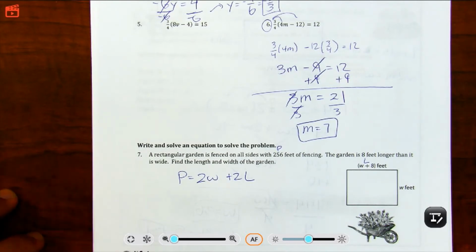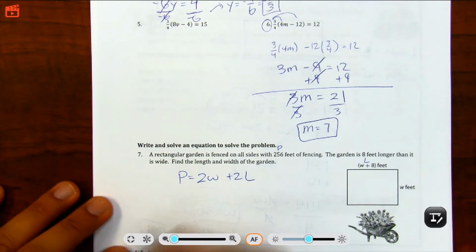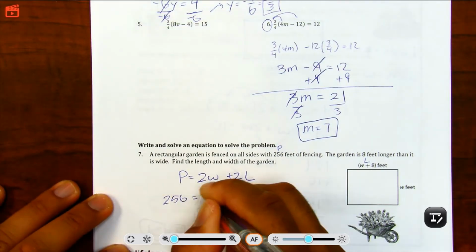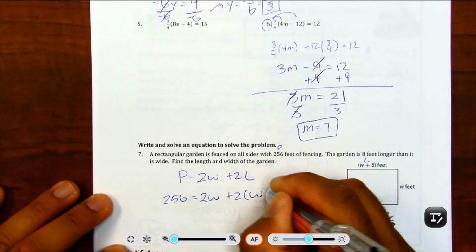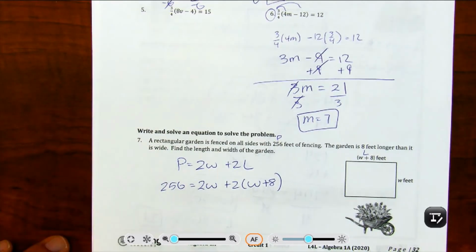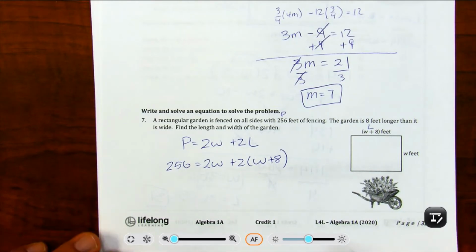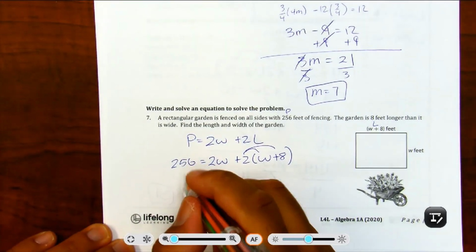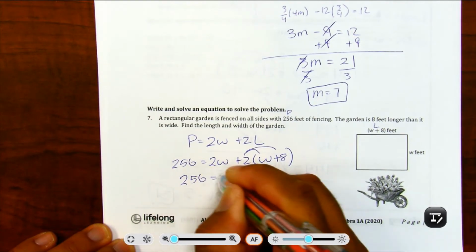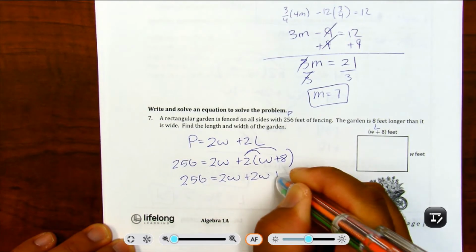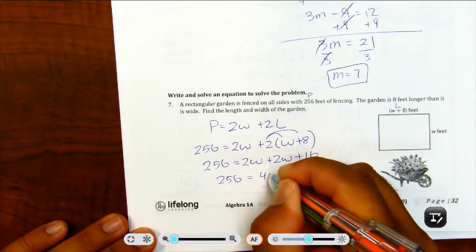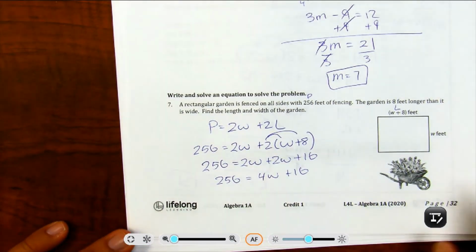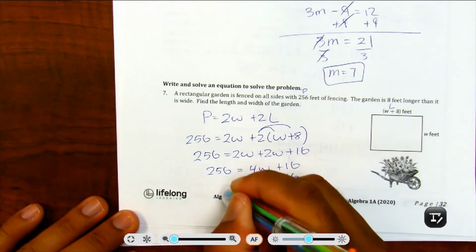Plug in the values, and you have 256 is equal to 2W plus 2 times W plus 8. Distribute 2, and you have 256 is equal to 2W plus 2W plus 16. And that is 256 is equal to 4W plus 16. Subtract 16 to both sides. 256 minus 16 is 240.